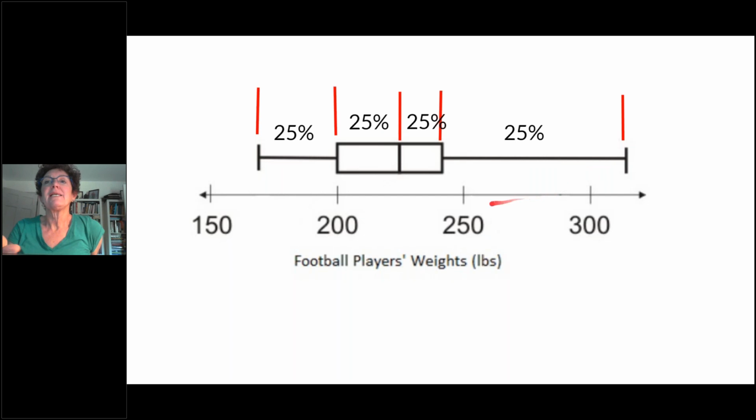Now, these are not even divisions. Look how much longer this whisker is than that whisker. This half of the box is not equal to that half of the box, meaning in terms of size, it's not half, but in terms of the number of numbers that is represented by each part of the box, these are the same number of numbers here, the same number of numbers here. So this is a good example. The box and whisker plot is a good example of how spread out our data is.